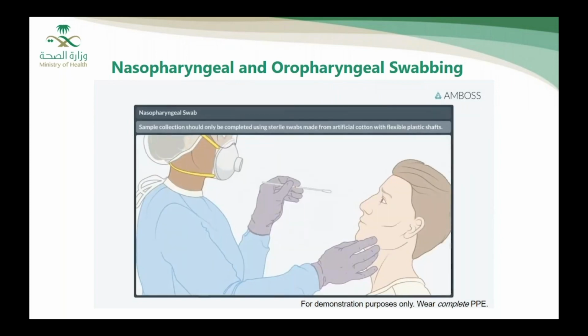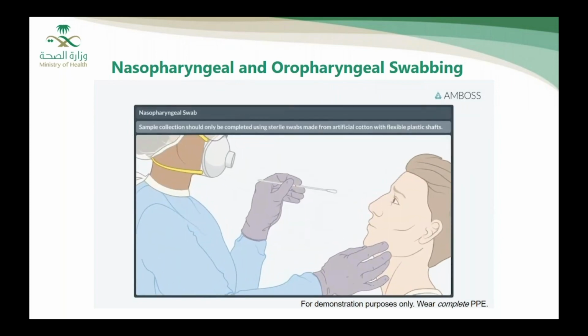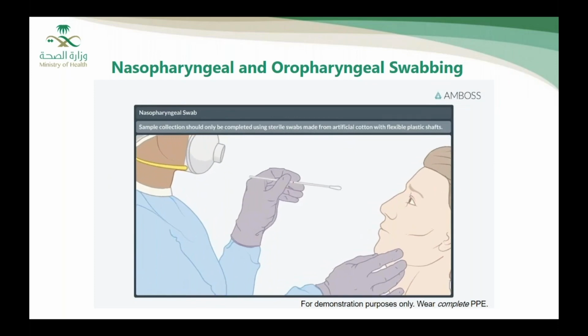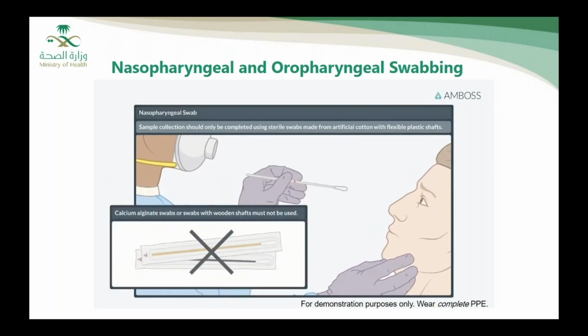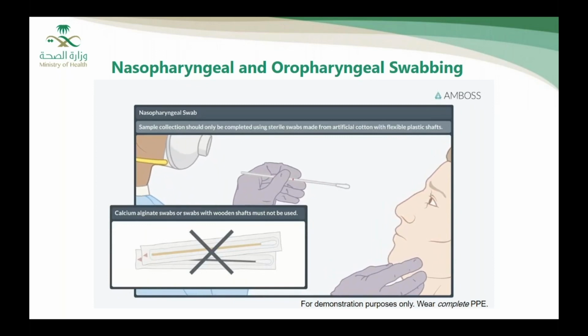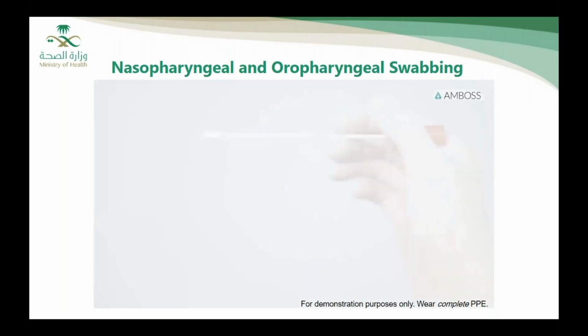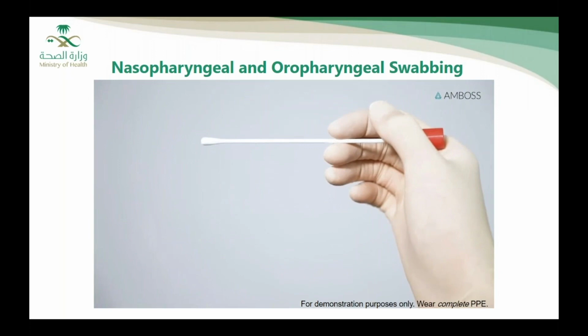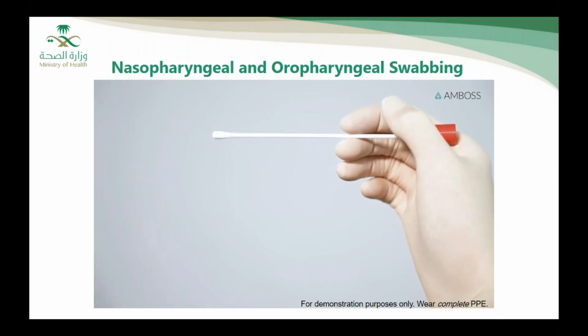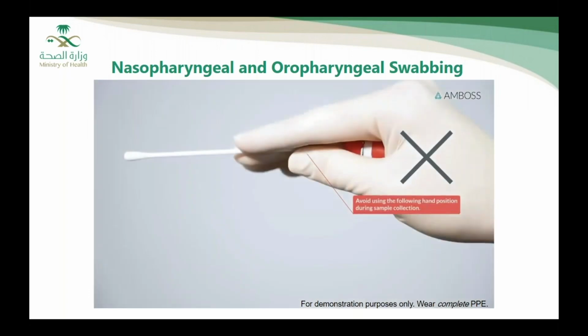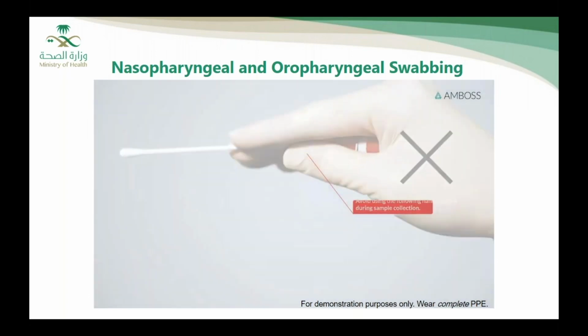Sample collection should only be completed using sterile swabs made from artificial cotton with flexible plastic shafts. Calcium alginate swabs or swabs with wooden shafts must not be used. These materials can inactivate viral particles or inhibit PCR tests. Furthermore, wooden shafts are more likely to cause patient injury. Hold the swab like a pen between the thumb, index, and middle fingers. Maintain a loose grip that allows the swab to accommodate any resistance encountered during sample collection to reduce the risk of injury. Avoid using the following hand position during sample collection.